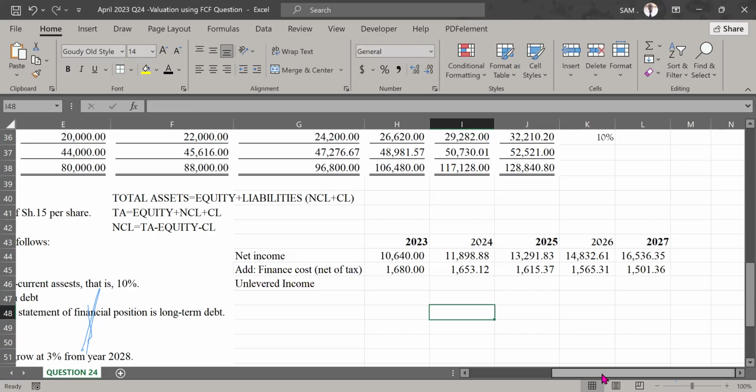It is not written anywhere. It is net of tax. It is us who are now bringing it in net of tax. It is not written anywhere net of tax. It is us who are now computing it net of tax. Are you getting it?